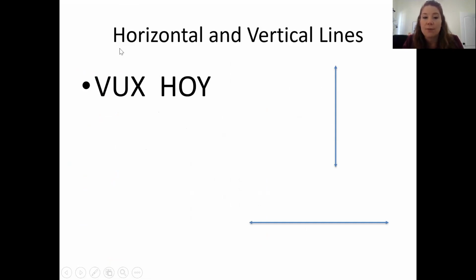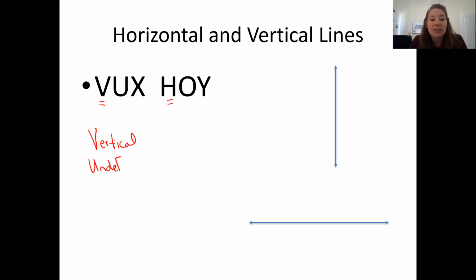All right, so I want to talk to you about this acronym, VUX-HOY. This is going to help you remember vertical and horizontal lines. So V stands for vertical, H stands for horizontal lines. The VUX means vertical. The U means that there's an undefined slope. So in your algebra class tonight, you're going to start talking about slopes, and your teacher will mention that if you have a vertical line, it means there's an undefined slope.